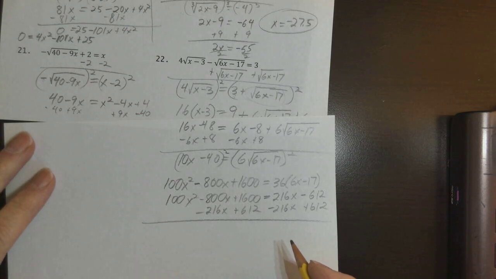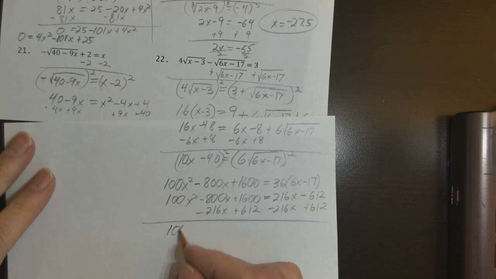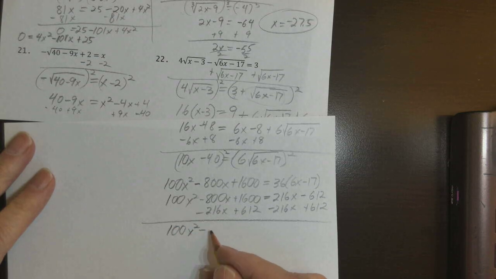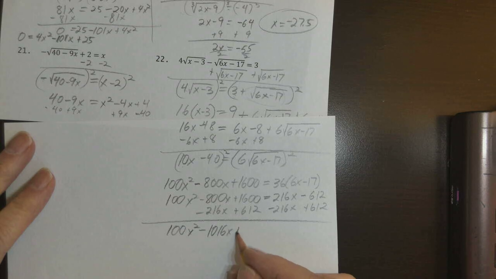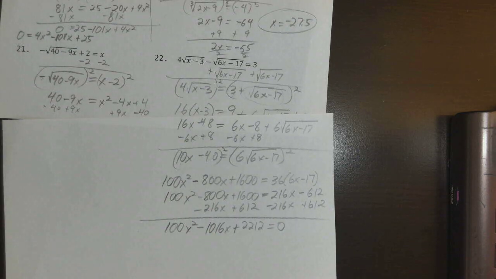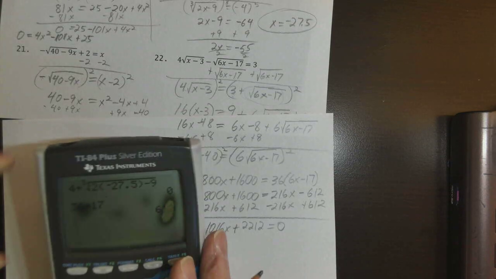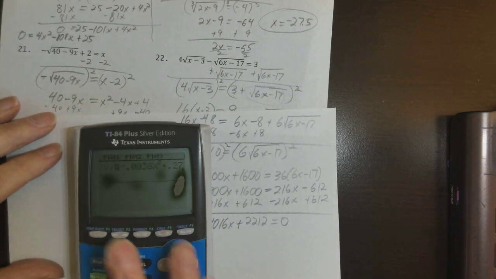I'm going to add 612 to both sides. Okay. 100x squared minus 1016x plus 2212 equals 0. Mercy me. I'm curious. I'll use the quadratic formula, but I want to show you something here.